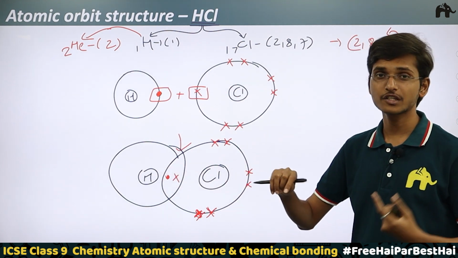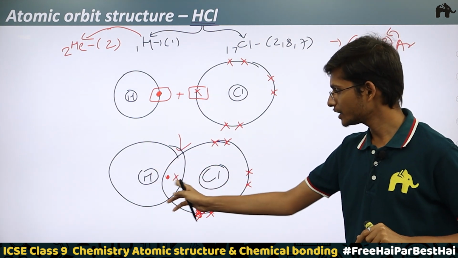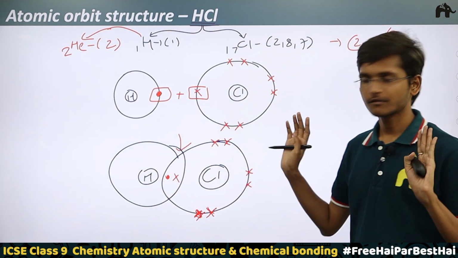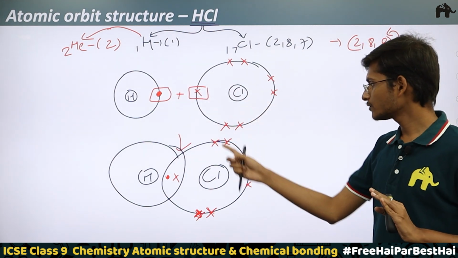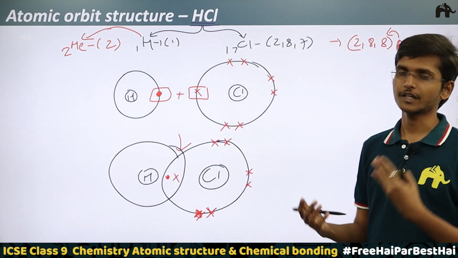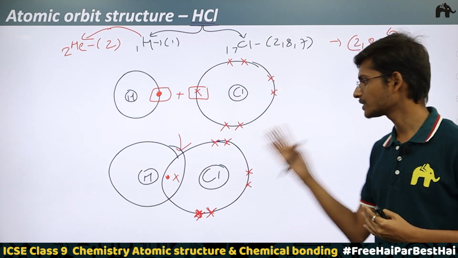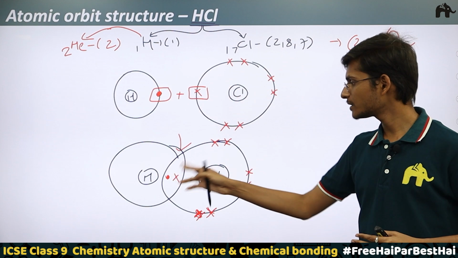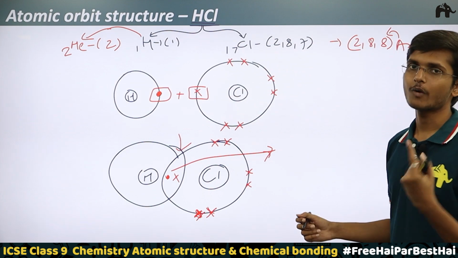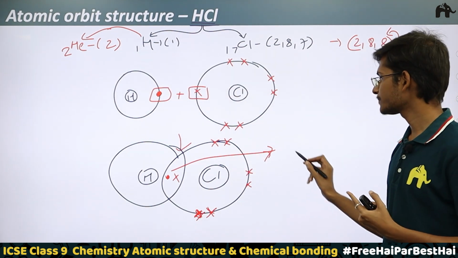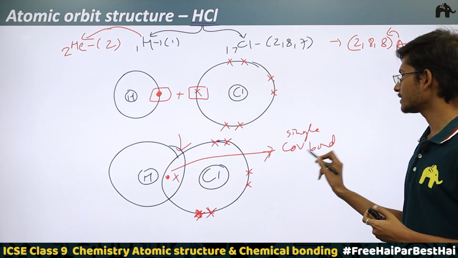So hydrogen attains its duplet, which means 2 electrons in its only shell. See, 1, 2, hydrogen, very happy, attaining the electronic configuration of its nearest noble gas helium, becoming stable. Chlorine 1, 2, 3, 4, 5, 6, 7, 8, attaining octet, reaching its nearest noble gas configuration, thus becoming stable. So both of them have become stable by sharing a pair of electrons, by forming a covalent bond. Now this is one shared pair of electrons between two atoms, so the covalent bond is a single covalent bond. Very simple, very same logic.